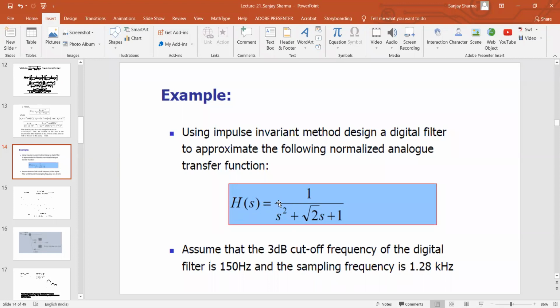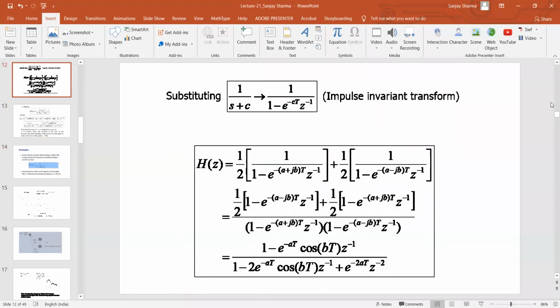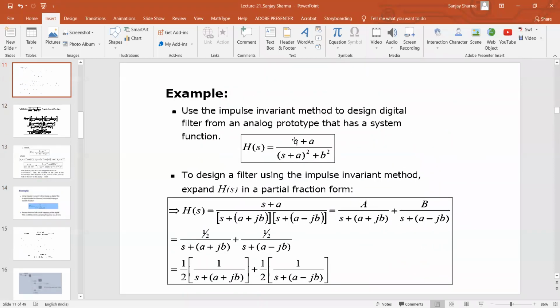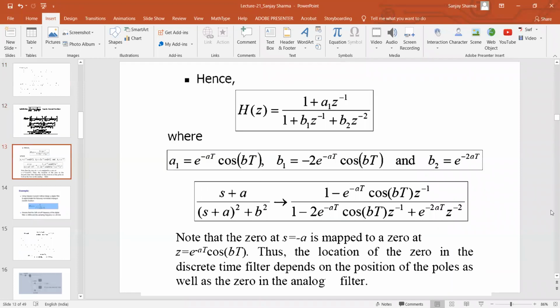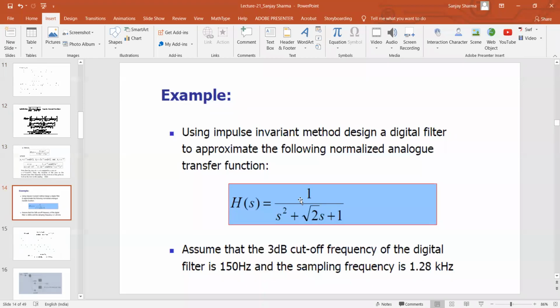You do the partial fraction, you do the inverse Laplace transform like we did here. Let me show you. This was the transfer function given. So you took the partial fractions, then took the inverse Laplace transform, and you obtained this expression. So that's exactly what you are supposed to do here. You are given a normalized transfer function. You will have to denormalize it by replacing every s with s by omega c, and then use the partial fractions and the impulse invariant transformation to obtain the digital filter.